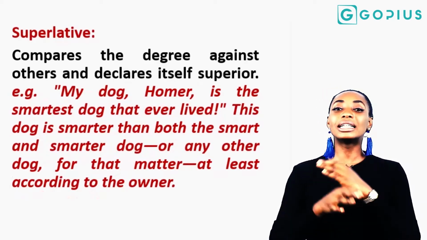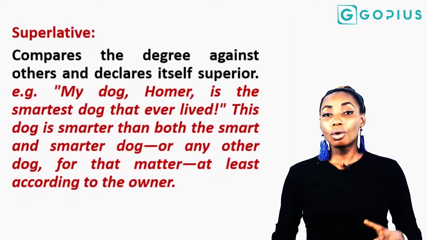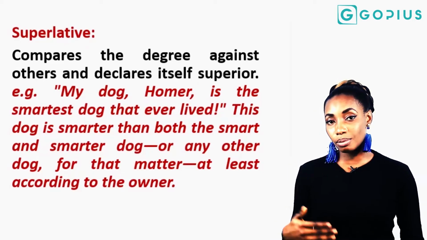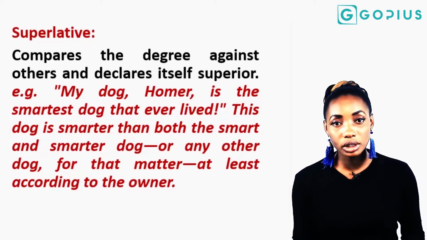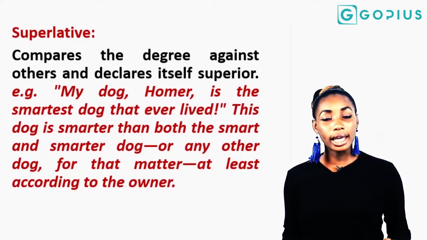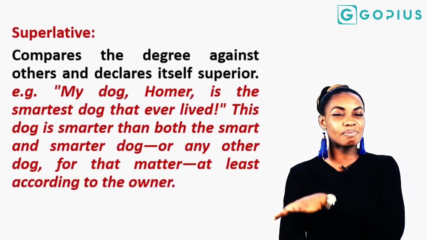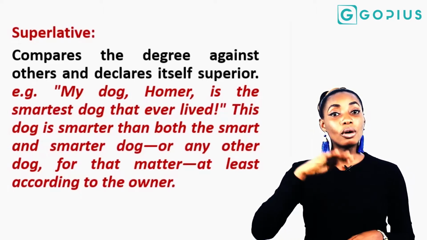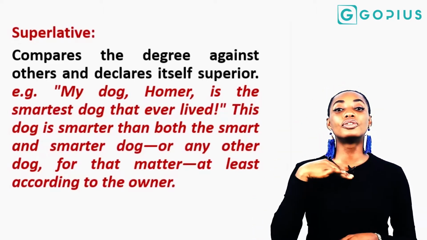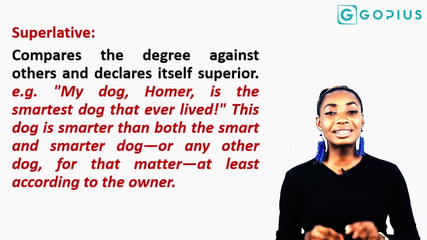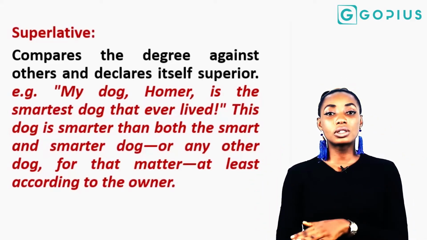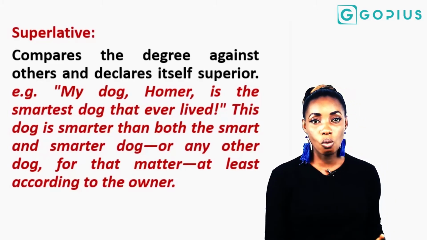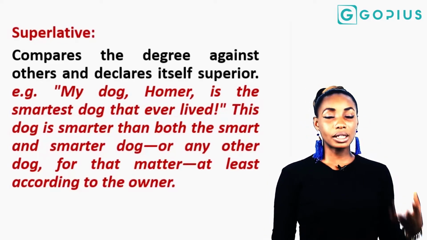So if the owner says my dog is the smartest dog ever, even if someone said my dog is smarter than the dogs in the whole area, this one comes up to say my dog is the smartest dog ever. So that means he is above the smarter dog, he is also above the smart dog. So this is superlative, means it is superior to everyone. Hope you get that. So in the positive, comparative, and superlative, we have big, bigger, biggest, smart, smarter, smartest, tall, taller, tallest.